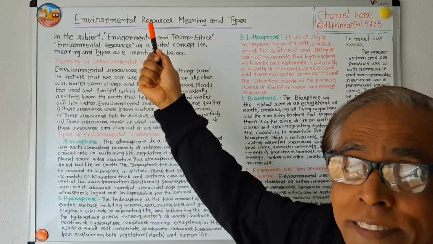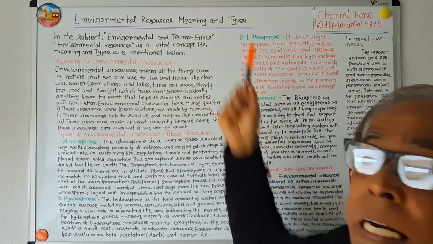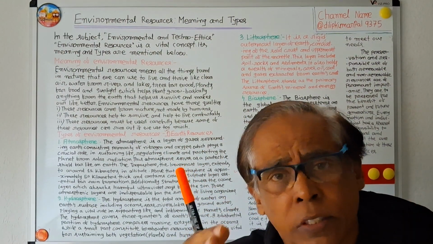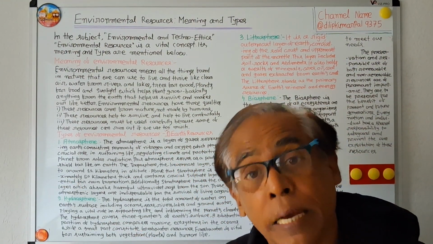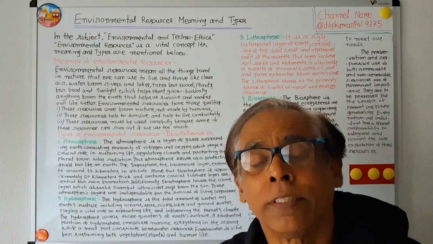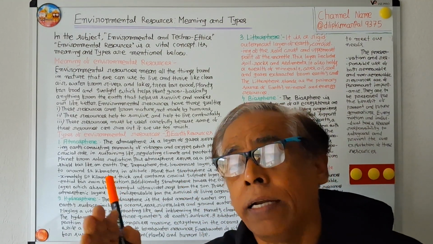Environmental resources, its meaning and types. It is found in plus 3 6th semester ethics and value paper, and the name of the paper is environmental and technoethics.